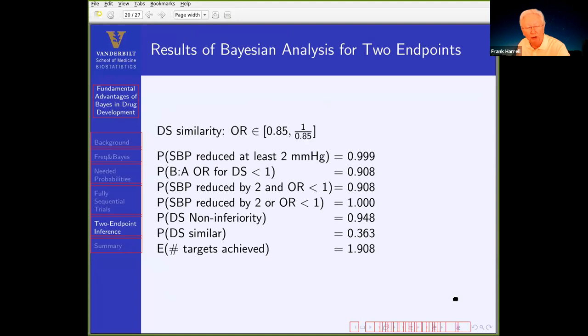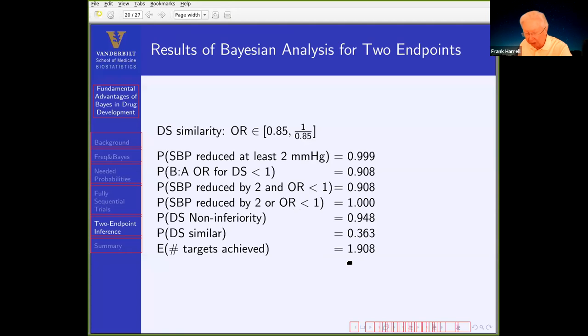I'm not really going to go through this example, except to say that when you have multiple endpoints, you can make probability statements that are much more rational than what we try to do with closed testing procedures. What's the probability that the systolic blood pressure is reduced by at least 2 millimeters of mercury and the odds ratio for death is less than one, or stroke, I should say, in this example? So I have a compound probability of hitting success on two endpoints. This is the probability of hitting success on either of the endpoints, either the mortality reduction or stroke reduction, or the blood pressure reduction. And this is also the expected number of targets you achieve. Out of two targets the study had, you have succeeded on 1.9 targets, which is a nice summary of the multiple endpoint problem.